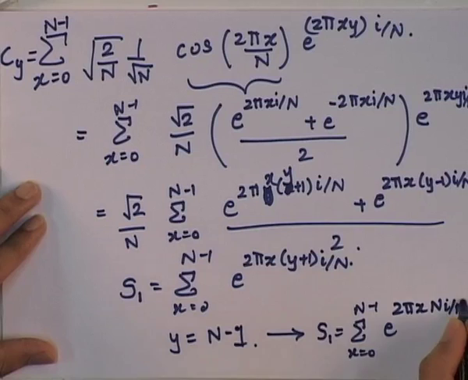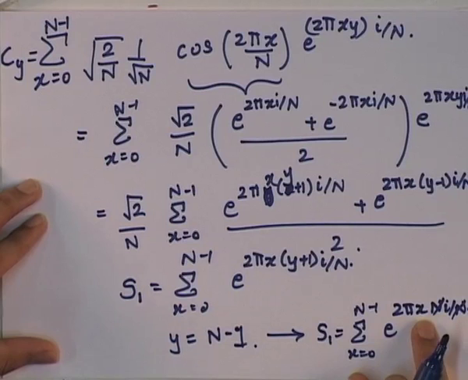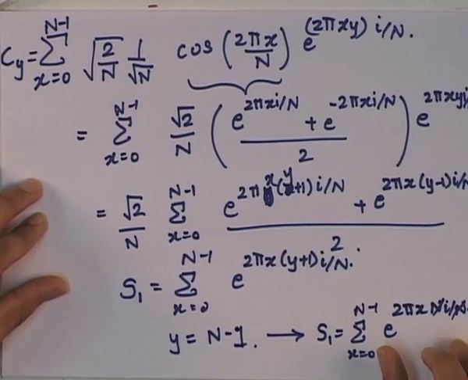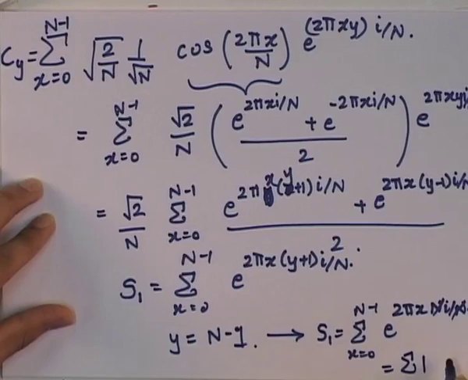So, we get e raised to 2 pi x i, and x is an integer taking values 0 to n minus 1. So, each of these terms inside the summation is equal to 1 and we get summation over 1, which is equal to n since there are n terms. So, if y is equal to n minus 1, the first term will give n. Now, let us see what happens to the first term when y is not equal to n minus 1.